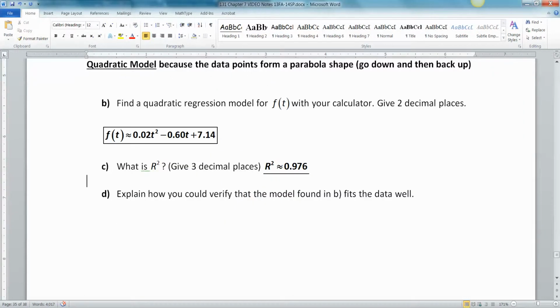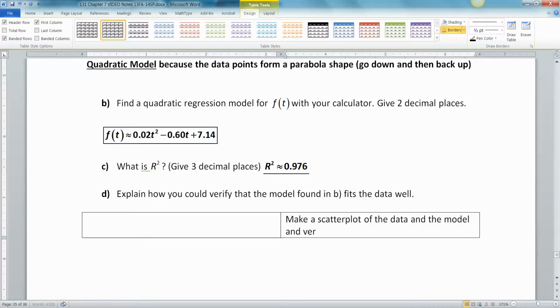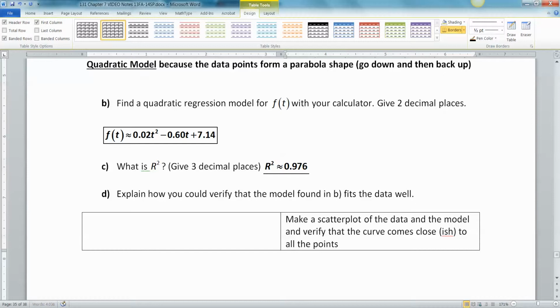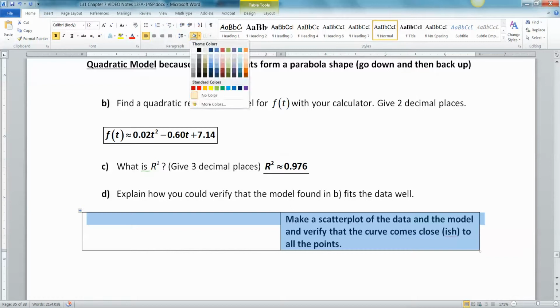There we go. So how can we verify that the model we found fits the data well? Well, you can make a scattergram. Right? So make a scatter plot of the data and the model and verify that the curve comes close-ish to all the points, right? It's not going to be perfect. That's not this kind of problem, but we want it to come moderately close to all the points.